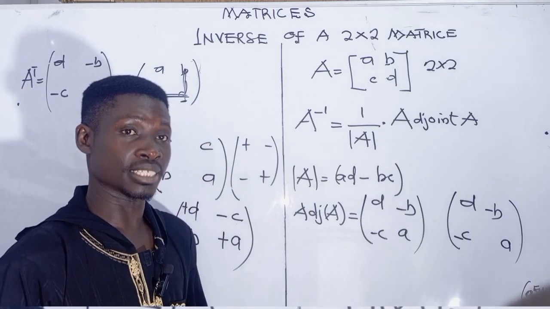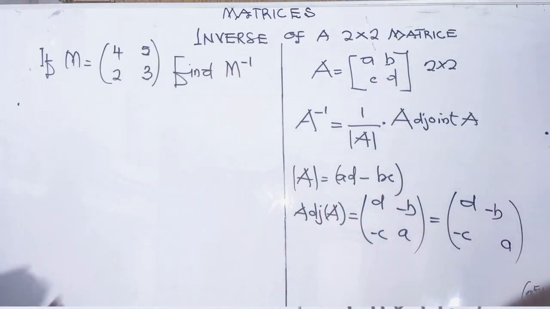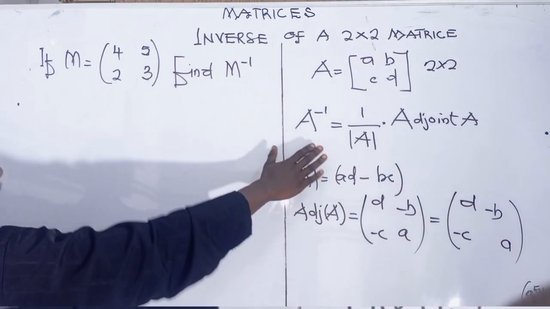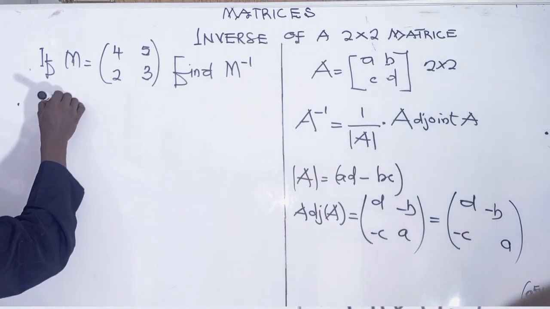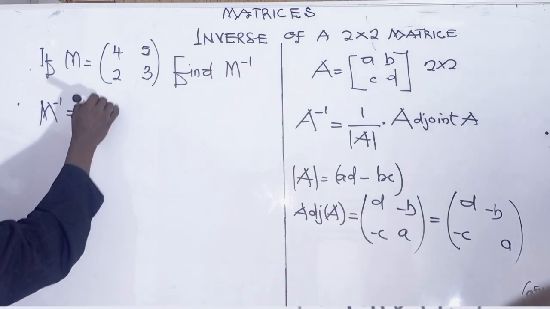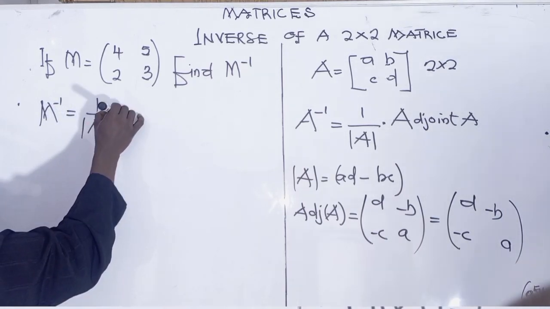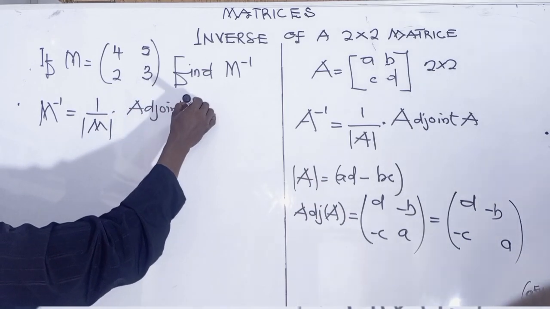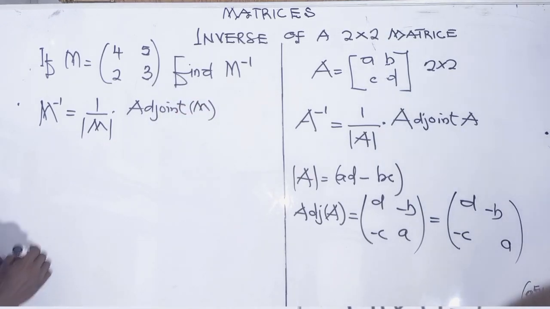Now let's look at examples. So here, we want to find the inverse of matrix M, and this is matrix M. So we are going to apply this formula. So we have our inverse of M, which is written as this, is given as 1 over the determinant of matrix M, multiplied by the adjoint of matrix M. So first of all, let's find the determinant of M.